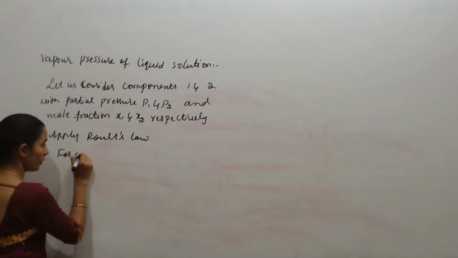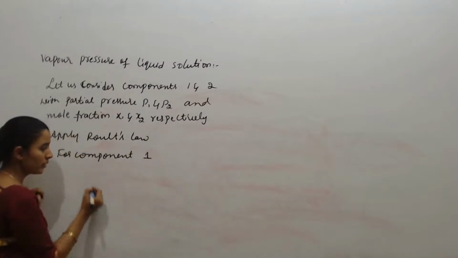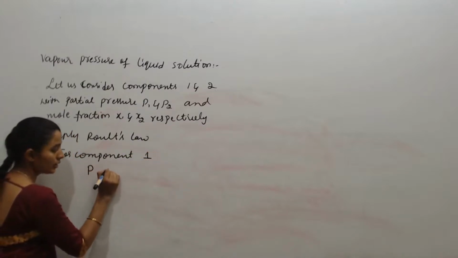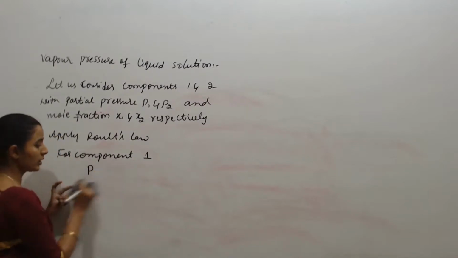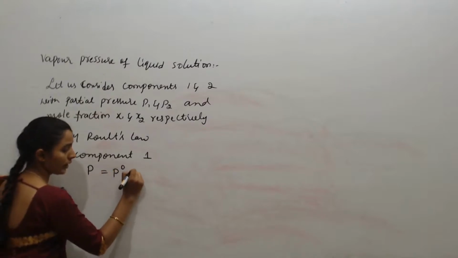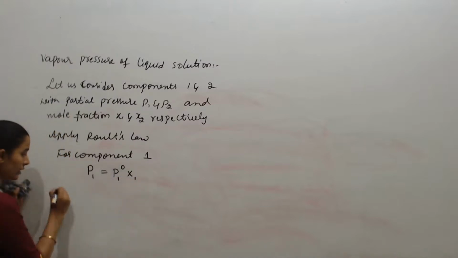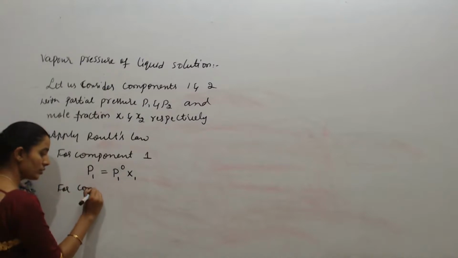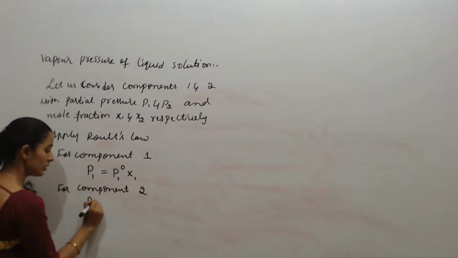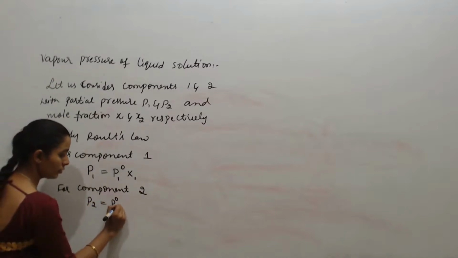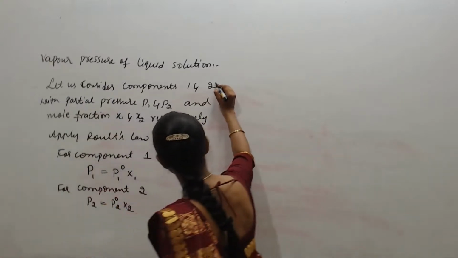So for component 1, what happens? Raoult's law means P is directly proportional to X. To remove the proportionality, we write P1 = P1 naught X1. So this is for the first component. Okay? So for component 2, P2 is equal to P2 naught X2.